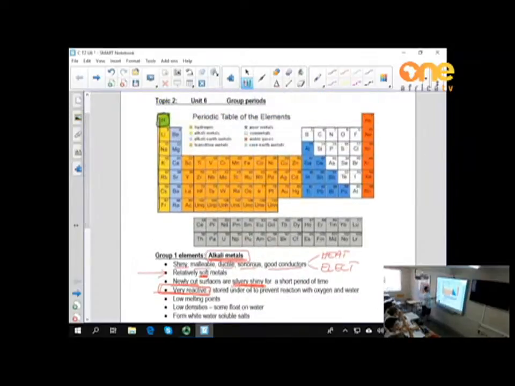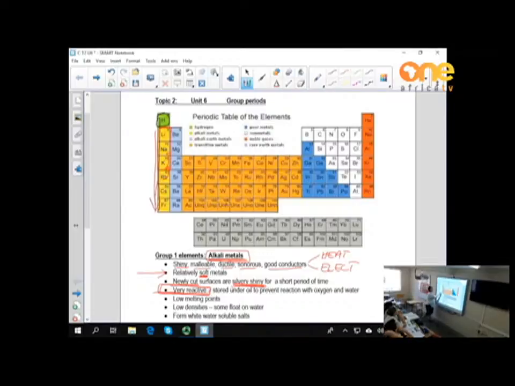If we look at them, their reactivity increases as we go from the top to the bottom. In other words, sodium is more reactive than lithium. Potassium is more reactive than sodium. Rubidium more than potassium, etc. Now, commonly in the laboratory, we usually have, or we could possibly have lithium, sodium, or potassium.